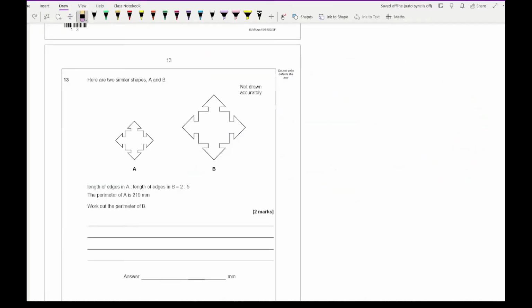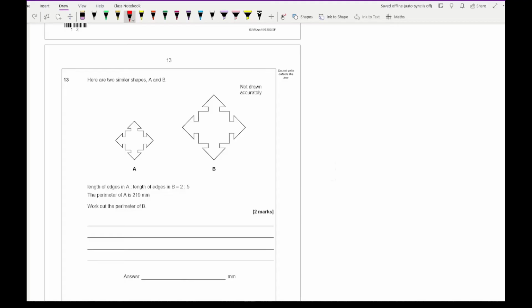Now moving on to question 13, it says here are 2 similar shapes, A and B, and the length of edges in A to the length of edges in B is in the ratio of 2 to 5, and the perimeter of A is 210 millimeters. And the question is asking us to work out the perimeter of B. Now this question is a bit sneaky, and the reason for that is because in the description of the ratio it talks about length and then it moves on to the perimeter. And you might be thinking, well, hang on a second, how am I then supposed to work out what the perimeter of the shape is in terms of the length?